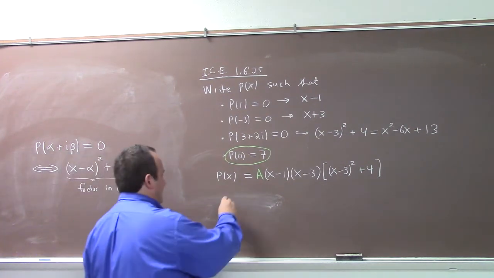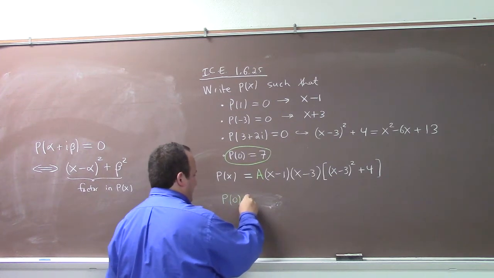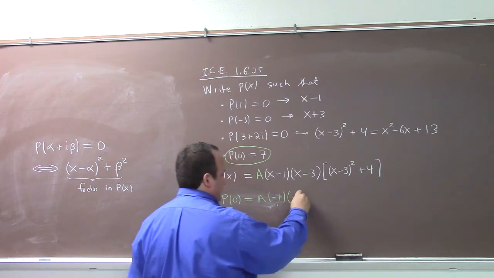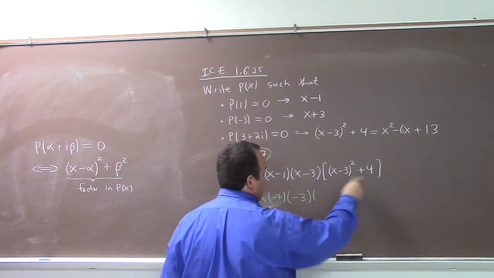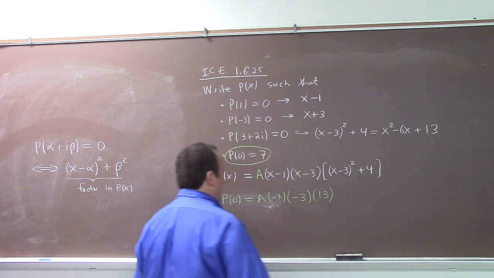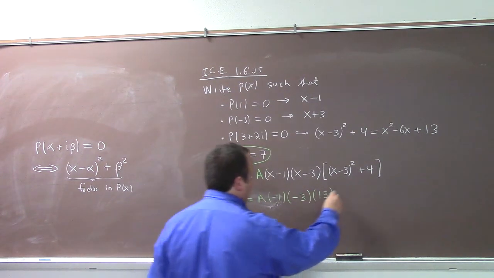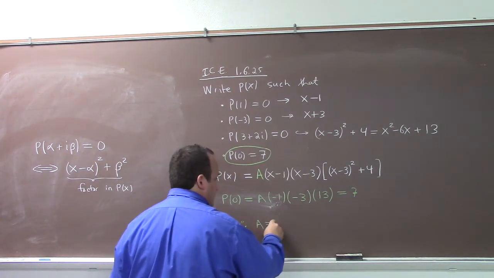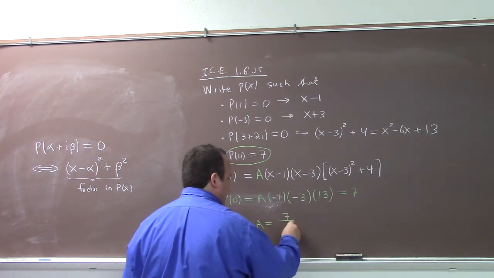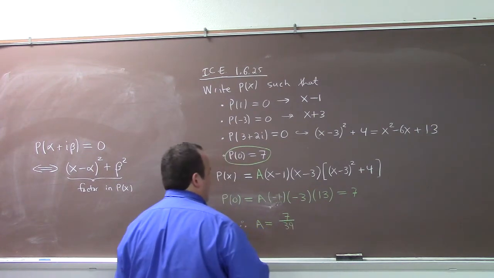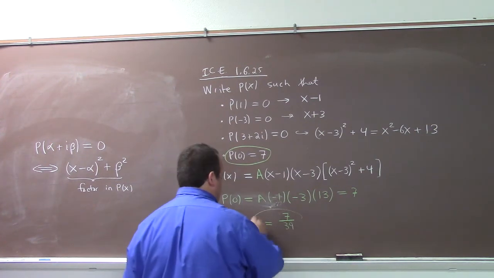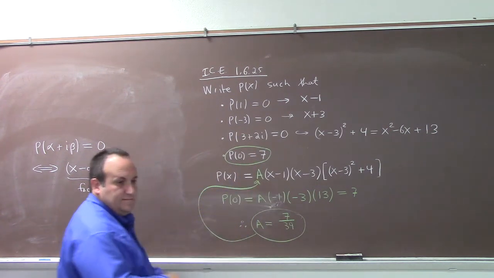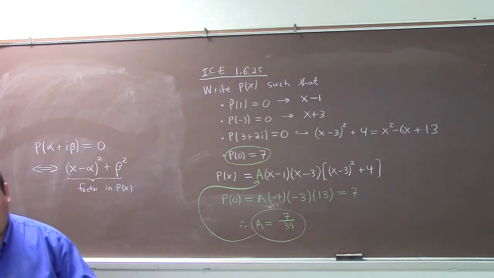Plug it in. Yeah. Plug it in, plug it in. Isn't that, I feel like that's a commercial. So that's 13. So apparently, and that's all equal to 7, right? So therefore, a is equal to 7 divided by 39. So you take that, right, and you plug it back up in here, and that's your answer. That's the polynomial that's desired.